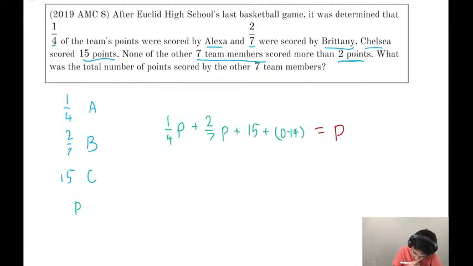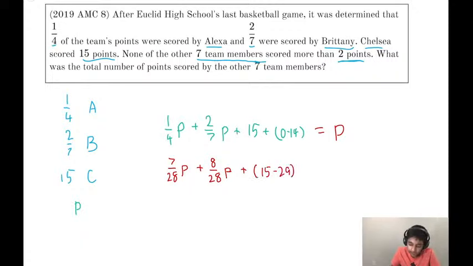So what we can do here is simplify this equation. We have 7/28 P plus 8/28 P plus 15, plus some number between 15 and 29. We don't know what number we want to add, but it's going to be some number equal to P. We can subtract from both sides. We get some number between 15 and 29 equal to P minus 7/28 P minus 8/28 P, which is 13/28 P.